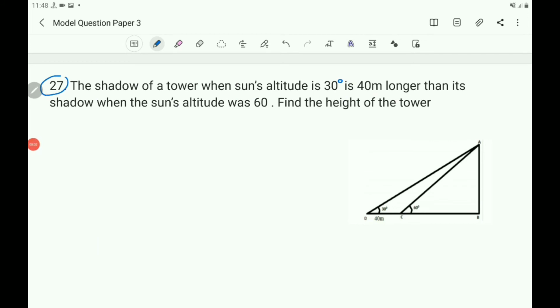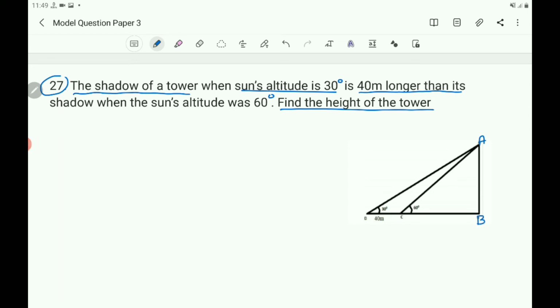Question number 27. Read the question carefully. The shadow of a tower when sun's altitude is 30 degree is 40 meter longer than its shadow when the sun's altitude was 60 degree. Find the height of the tower. Now let us have the rough sketch.